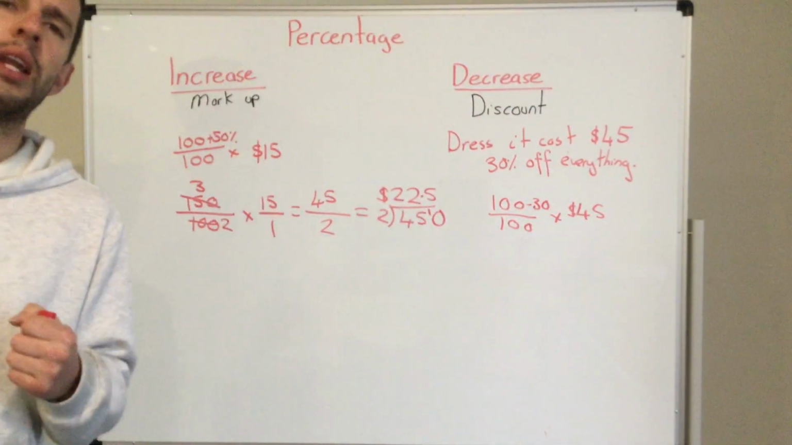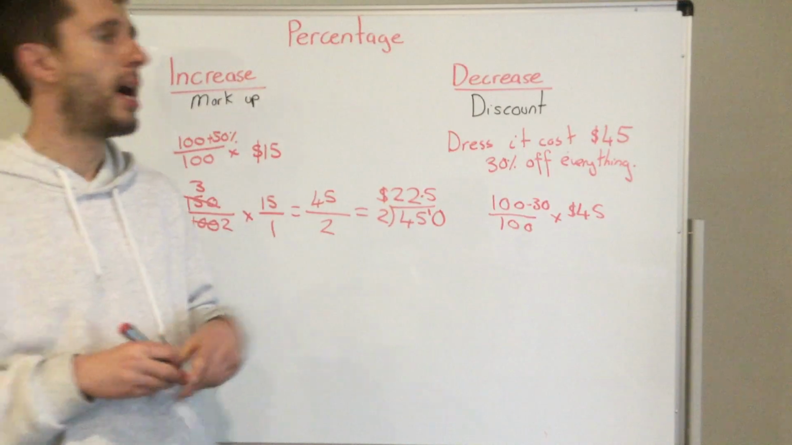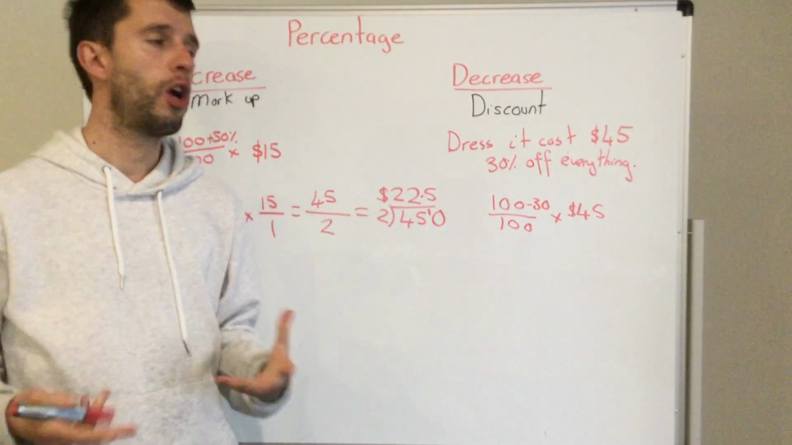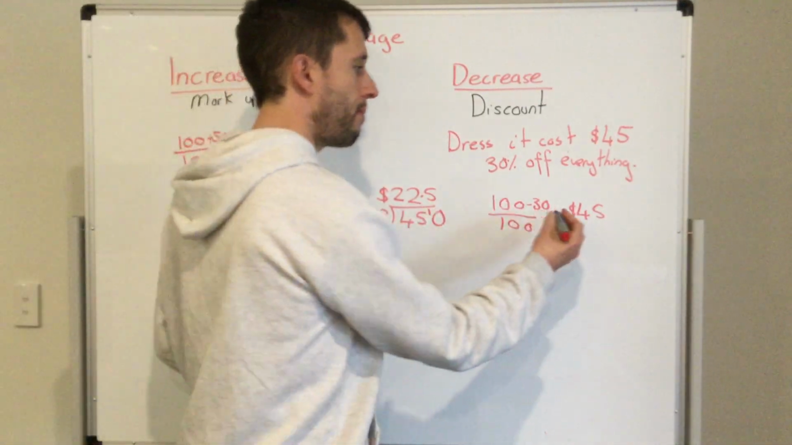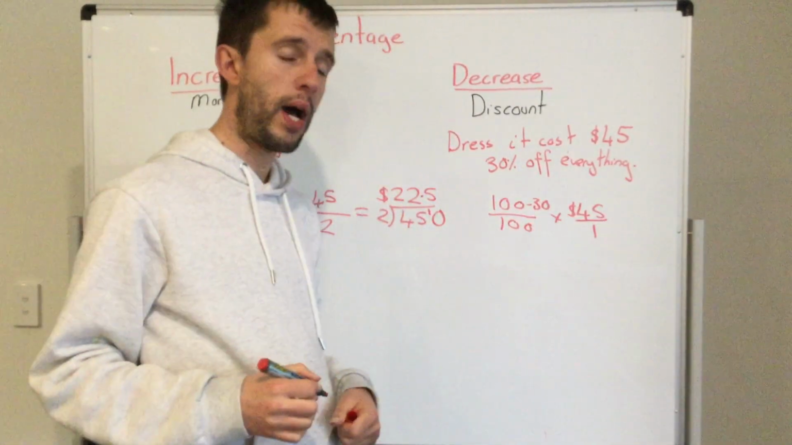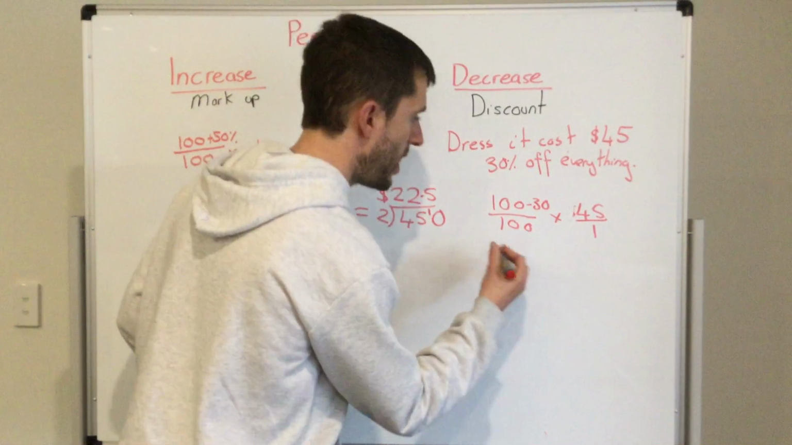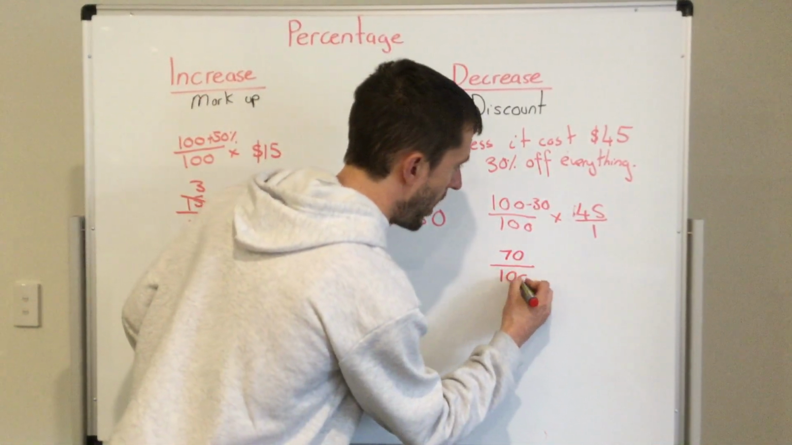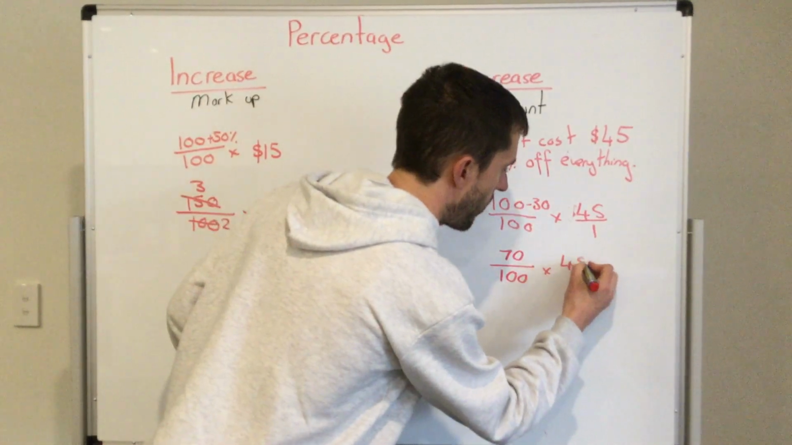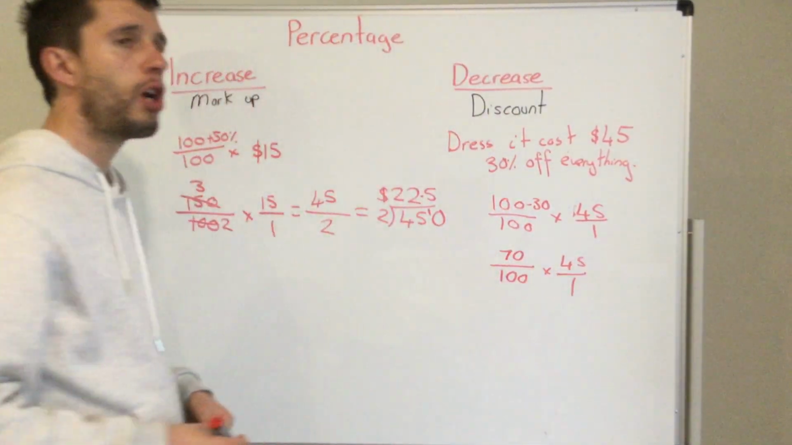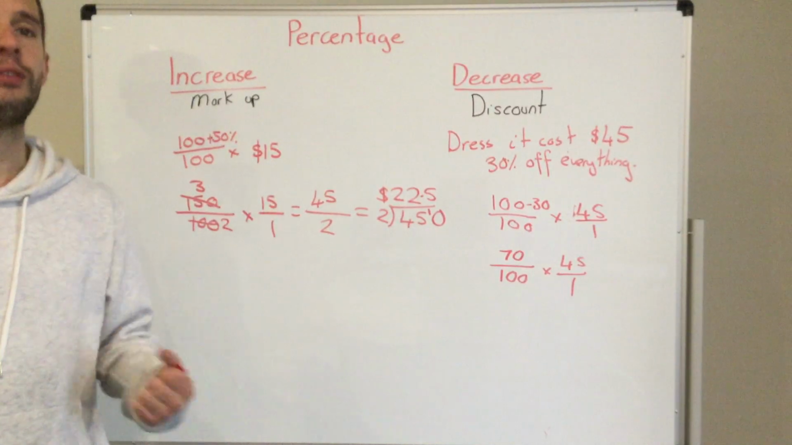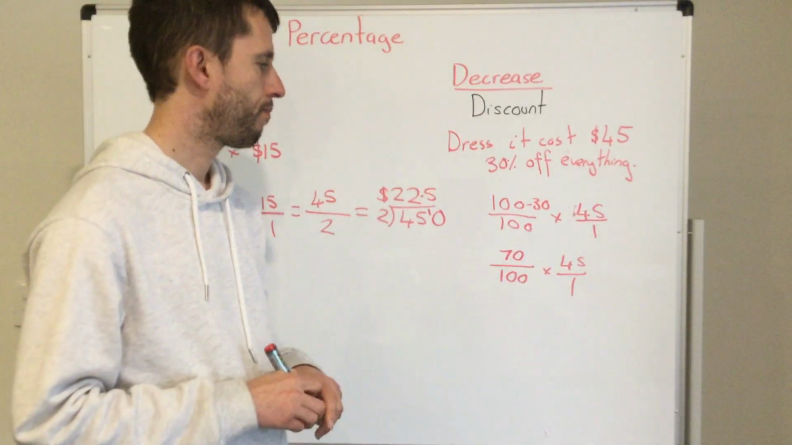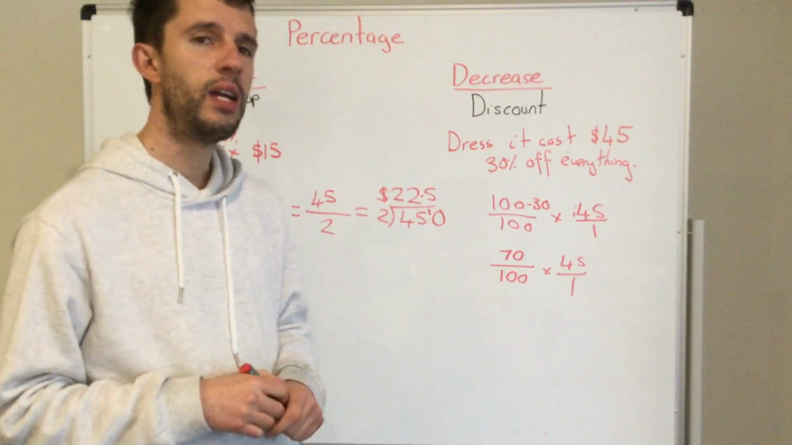If we're paying 30% less, that means we're only paying 100, take 30 is 70. So 70% of the total cost. And that's what this ends up being. Because 45 over 1, 100 take 30 is 70 over 100 times 45 over 1. Because 70 over 100 is out of 100 is 70%. 70% of the $45. So now we can simplify.